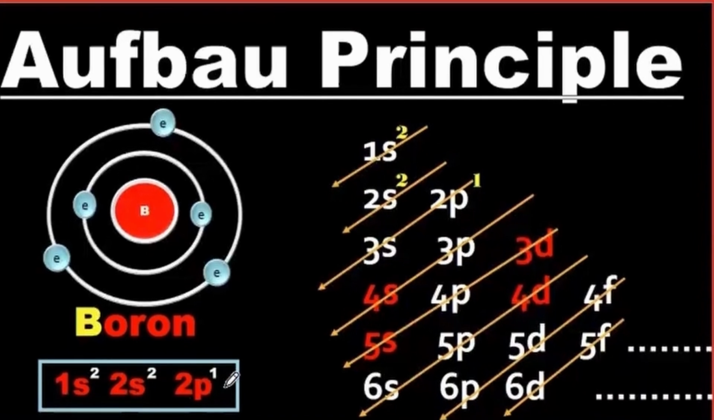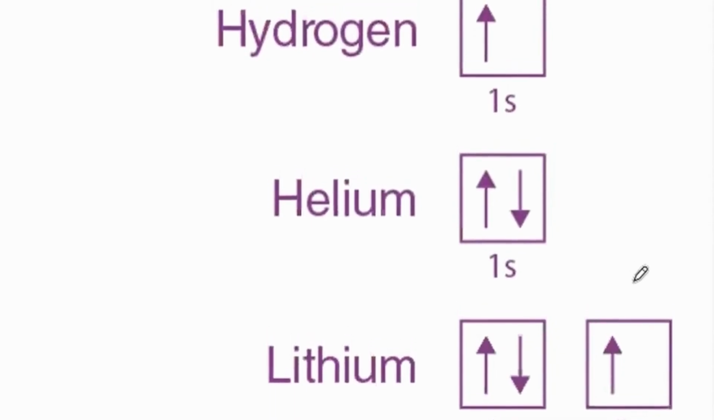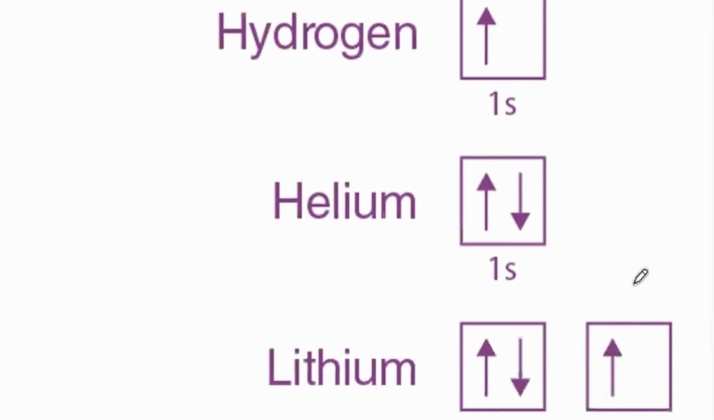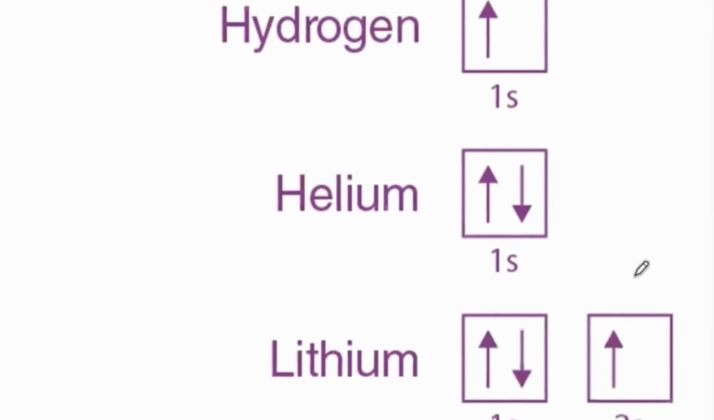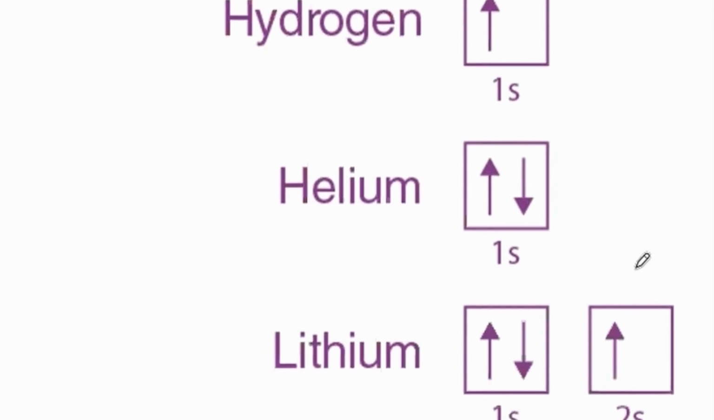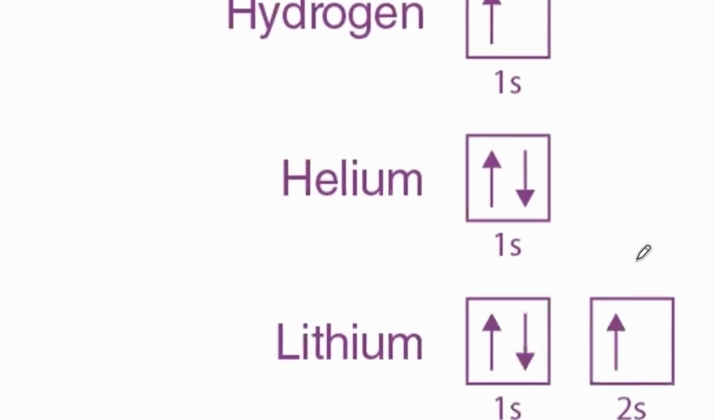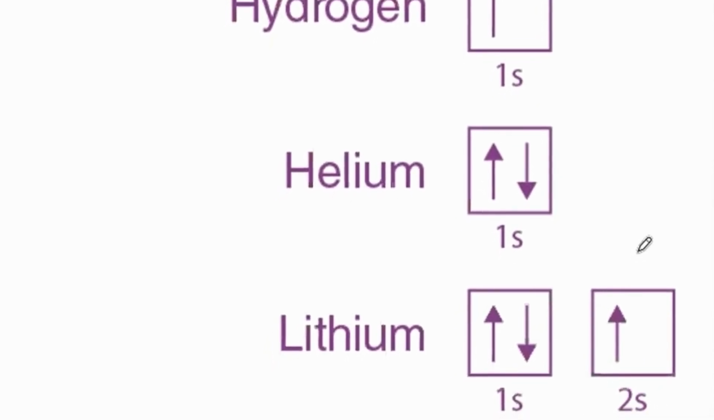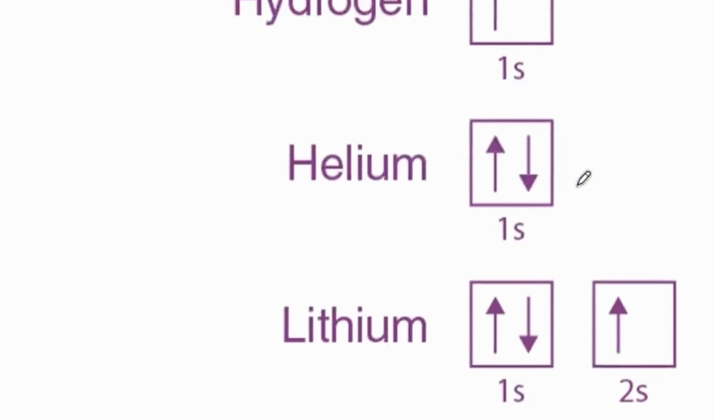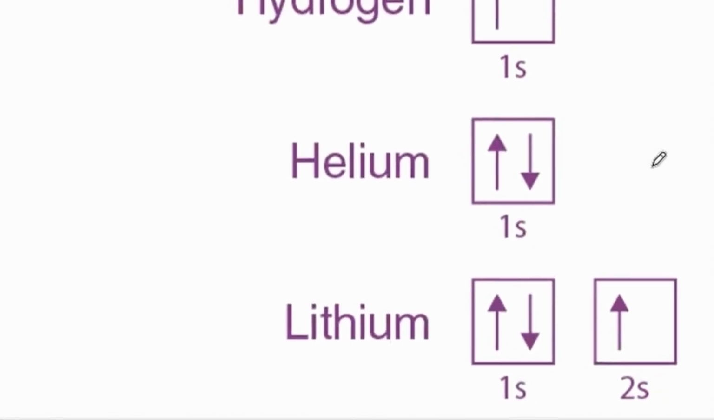The hydrogen atom has 1 electron and it occupies the 1s orbital. Helium has 2 electrons. Both can occupy the 1s orbital as long as they are spin paired, so they have opposite spins, as you can see here. Lithium has 3 electrons.